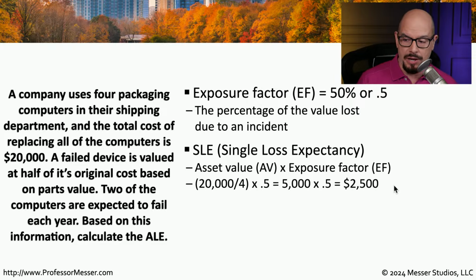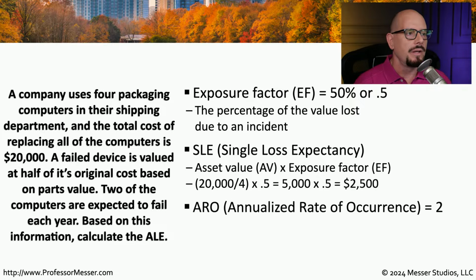We also need to calculate how many times this is going to happen in a year. That number is referred to as the ARO, the annualized rate of occurrence. In this question, we know that 2 of the computers are expected to fail each year. We spelled out the ARO for you. We could have said the ARO is 2, which is exactly what that sentence means. So we'll put a 2 next to our ARO.